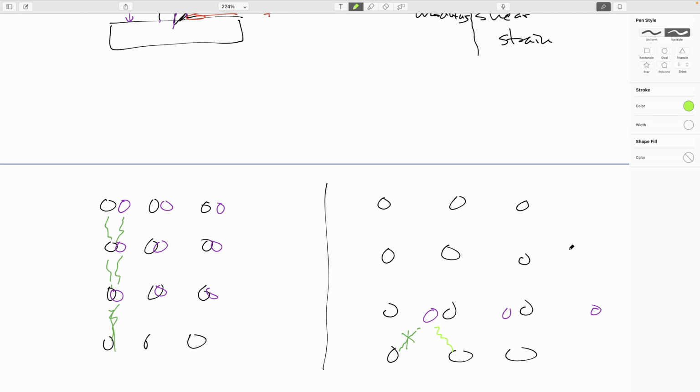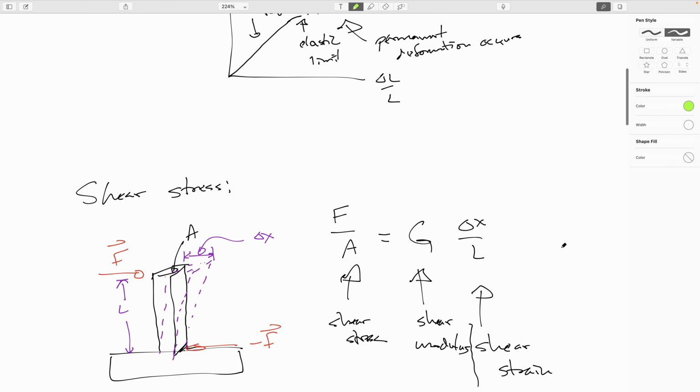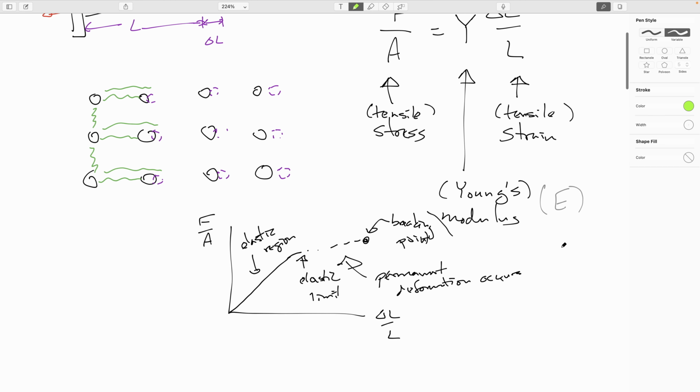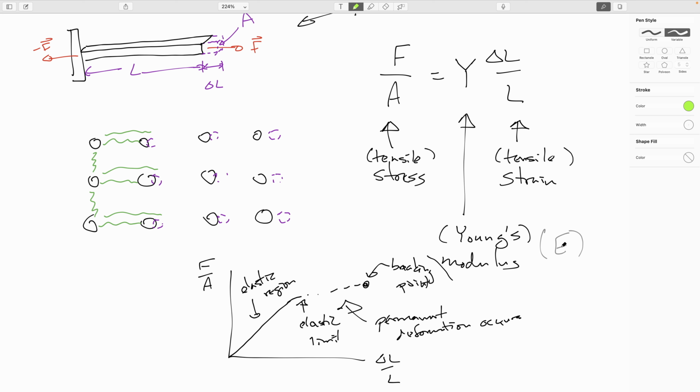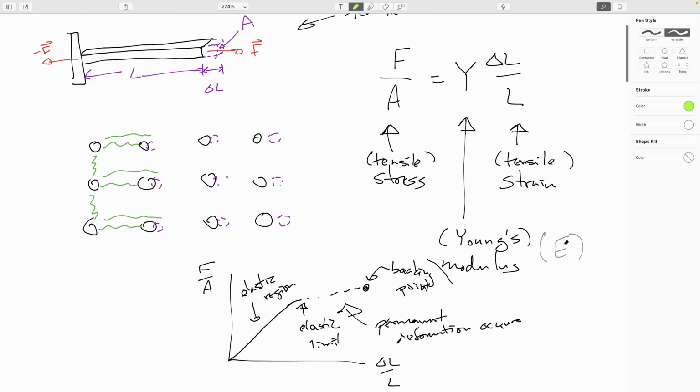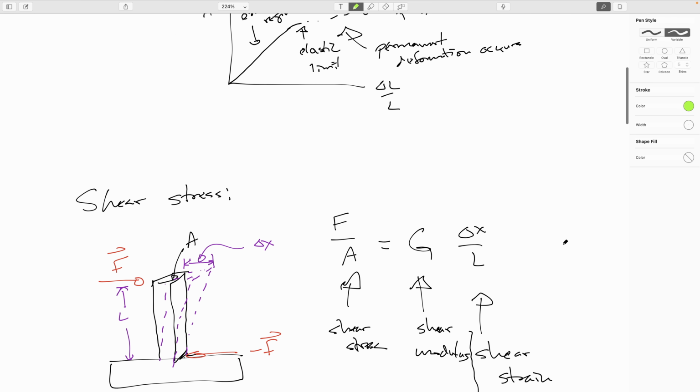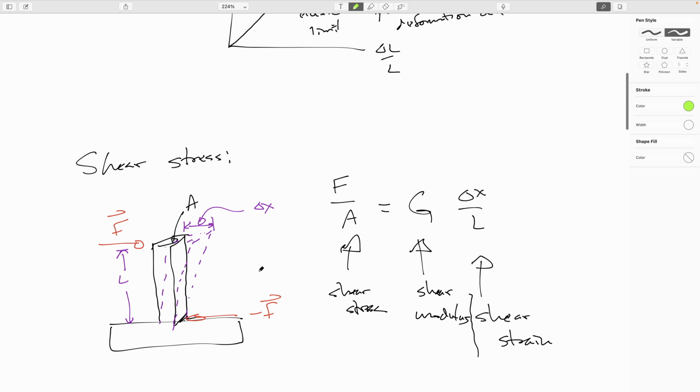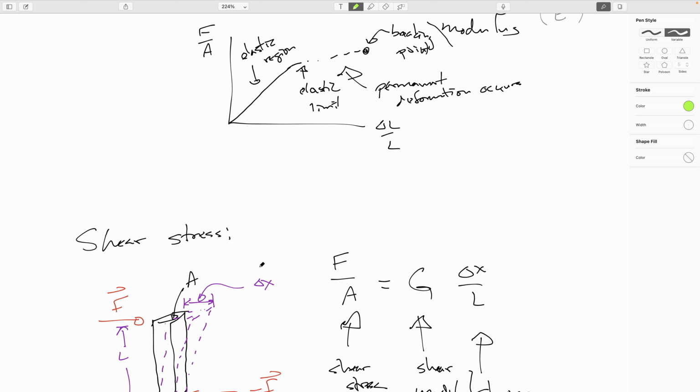You can do a similar kind of argument, although it's more tedious for tensile stress because you have to start taking into account that the material gets skinnier as you keep tugging on it. But I think it's easiest to understand in the context of a shear stress.